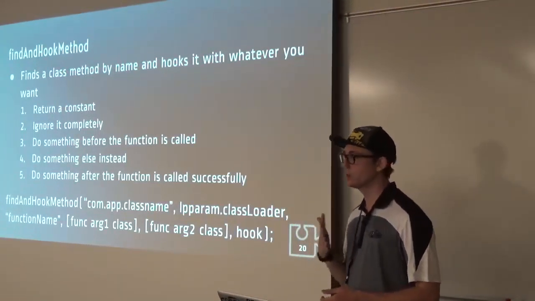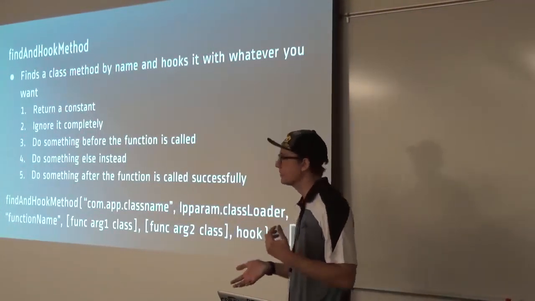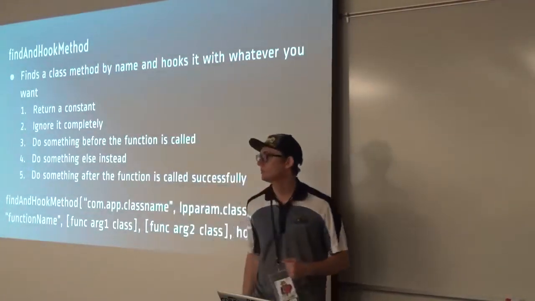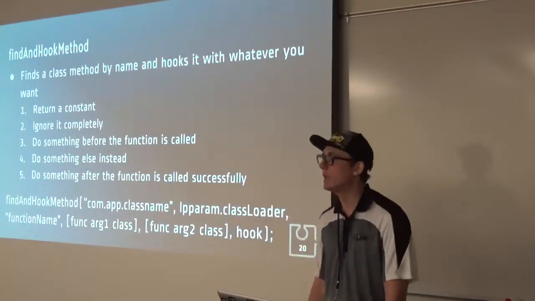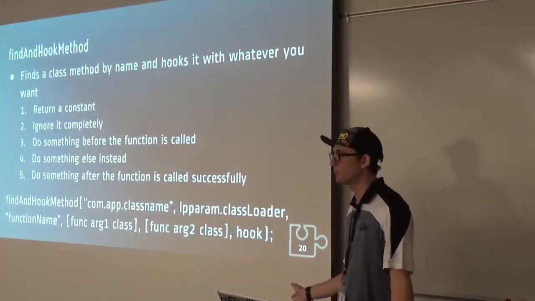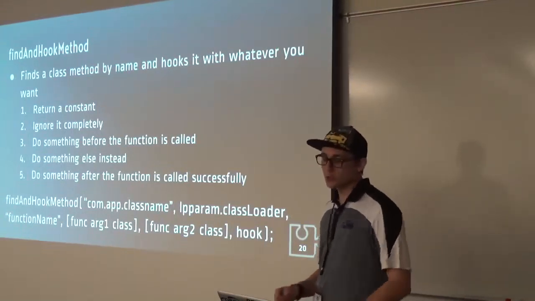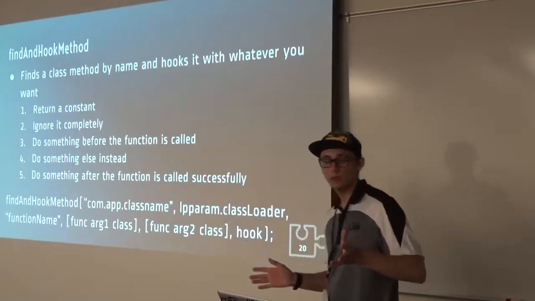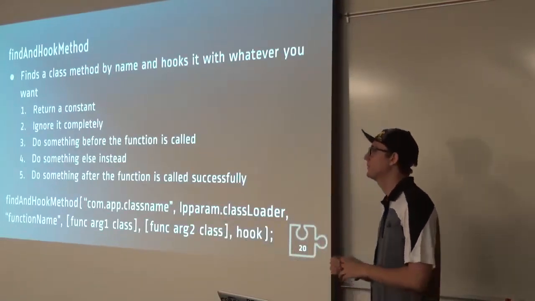So there's 5 different scenarios that I've come up with and have small examples for, so you guys can get a feel on how this kind of works. You can return a constant, so true, false, 7, 89, SpongeBob, whatever. Ignore it completely. Just make the function do nothing. Do something before it's called, do something else entirely, or do something after it's called successfully.